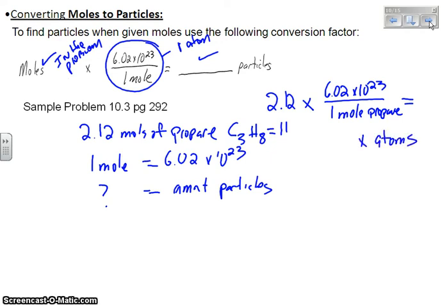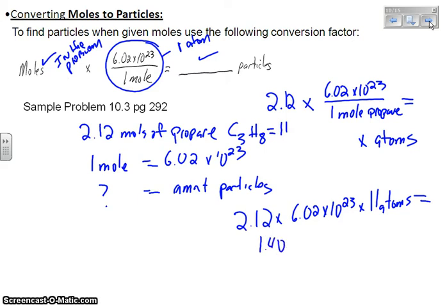So it becomes 2.12 times 6.02 times 10 to the 23rd times the number of atoms. And when we do this, we then come up with 1.40 times 10 to the 25 atoms. Okay? That is our answer. 1.40 times 10 to the 25 atoms in 2.12 moles of propane.